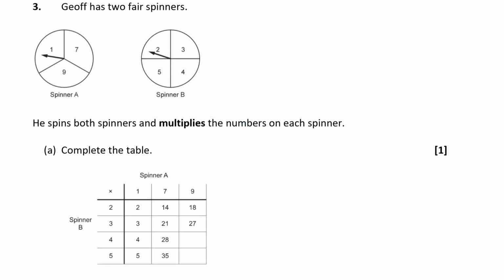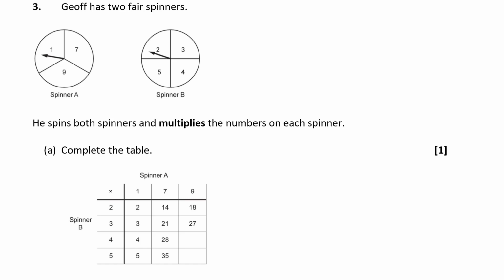Question 3. Jeff has 2 fair spinners. I've got spinner A. You can see it's got 3 numbers, 1, 7 and 9. And I've got spinner B, which has got 4 sections with numbers 2, 3, 4 and 5 written on them. Okay, so he spins both spinners and multiplies the number on each spinner. And I've got a sample space down here with the results. So I've got my numbers from spinner A along the top there, 1, 7 and 9, and my numbers from spinner B down the side. And in the middle, they've written down the numbers multiplied together.